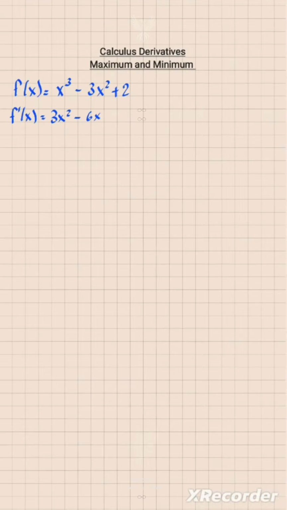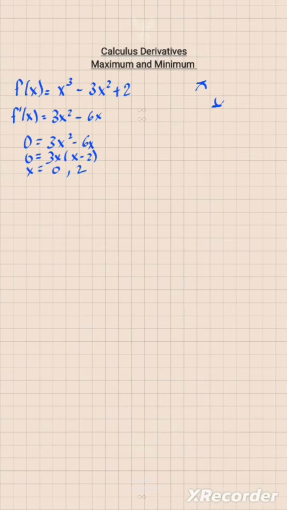Now let's set it equal to 0: 0 equals 3x squared minus 6x. The reason why we take the derivative and then set it equal to 0 is because when we have a turning point, like a maximum or a minimum, the slope is equal to 0. So that's why here we're setting the derivative equal to 0. If we solve this, we have 3x in common, x minus 2. So x is equal to 0 and 2.